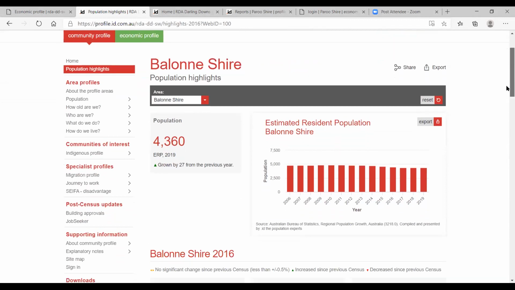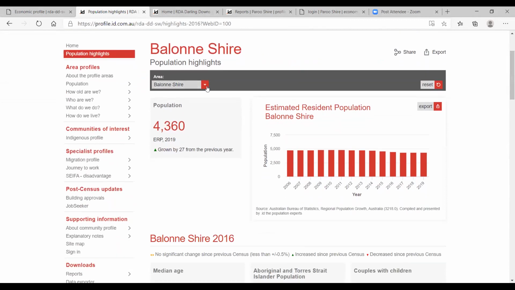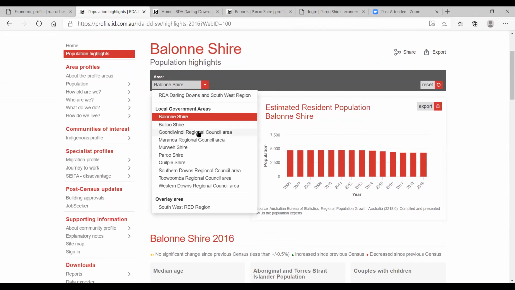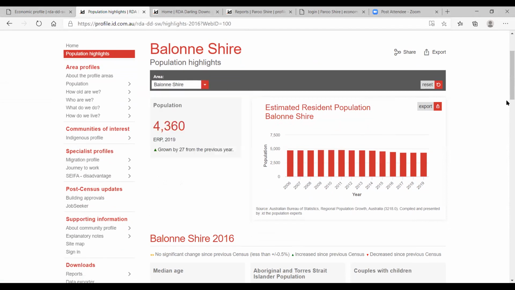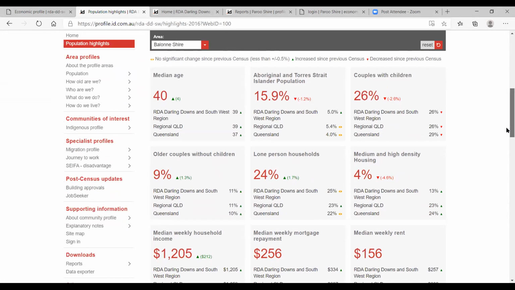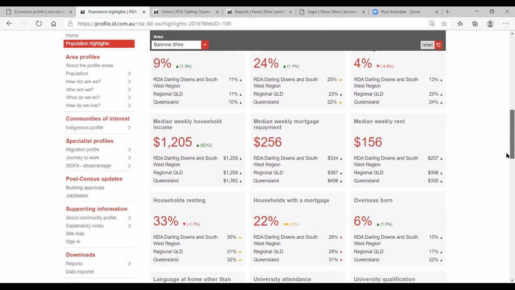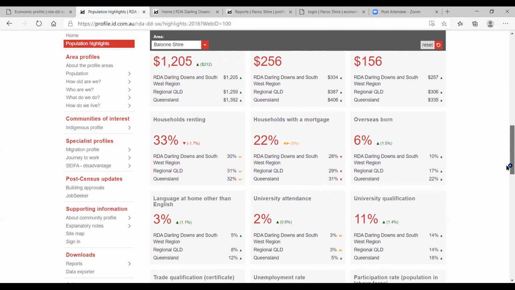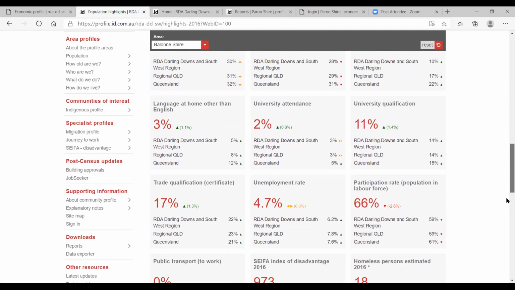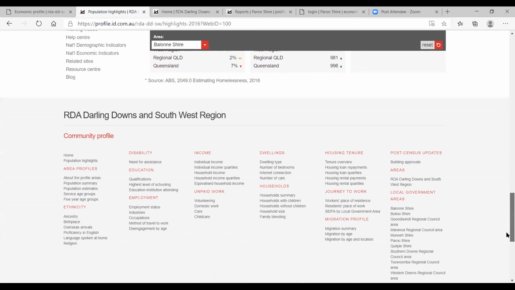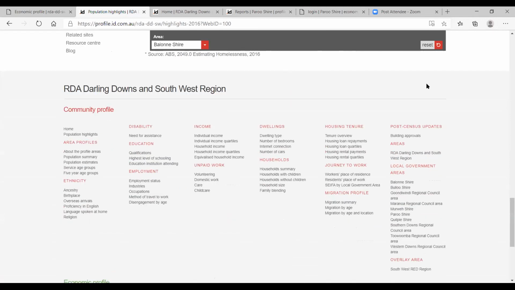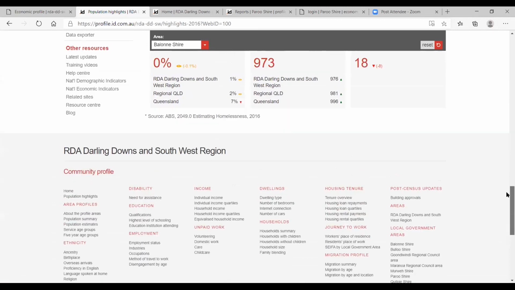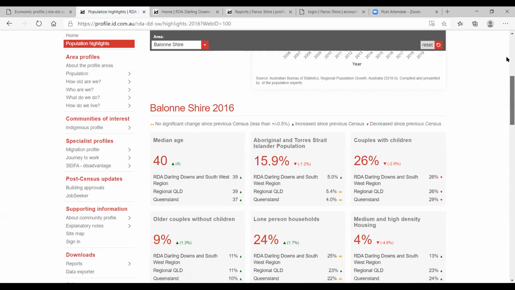We're good. So guys, that's the Balonne Shire there. I was just talking to the team and was saying, here you can come to a drop down and look at those population highlights for all of the different regions. Then when you come down to the bottom, you can see all of these different, what we call tiles, of information on your community compared to RDA DDSW, regional Queensland and Queensland. Before, I mentioned the menu. This is the menu of items that you can click on to look at the various elements within this community profile, which is my red profile.